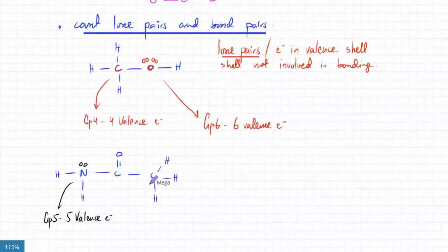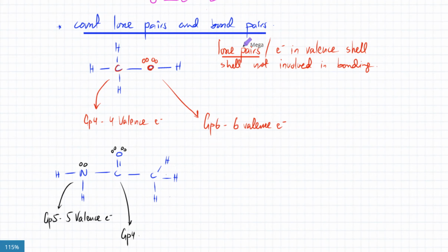Carbon over here is in group 4. So that indicates it's got 4 valence electrons. So it's making 4 bonds. So all 4 are taking part in the bond. Oxygen is in group 6. It's got 6 valence electrons. It's making 2 bonds. So that means 4 electrons or 2 lone pairs are still left. Carbon is in group 4. So all 4 are taking part in the bonding. So that means there's nothing left. So the first thing is you have to figure out the lone pairs in the atom.